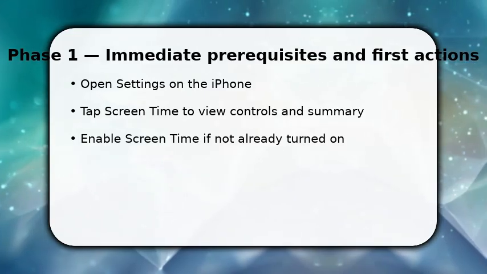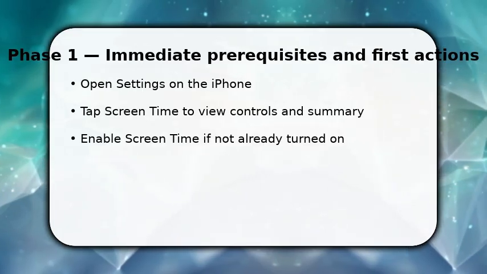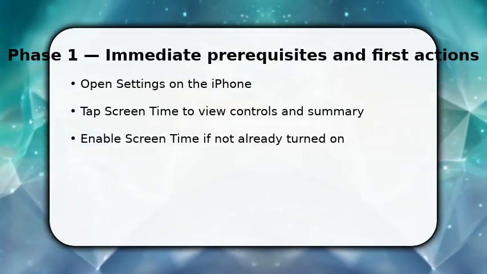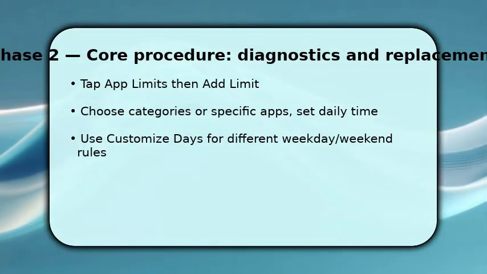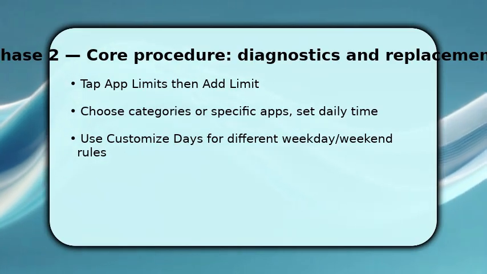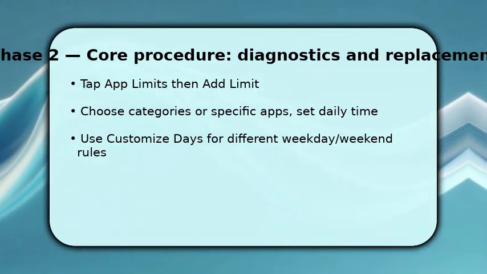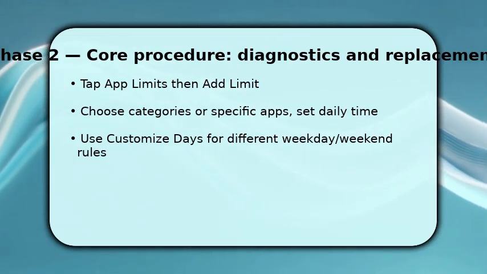You'll also choose whether to use a Screen Time passcode now, so make a note of it, because this prevents accidental changes later. Now you configure limits. Tap App Limits and add limit to pick app categories or individual apps, because narrowing targets yields better habits. Once selected, set a daily time, use digits like 30 for minutes or 1 for hours.